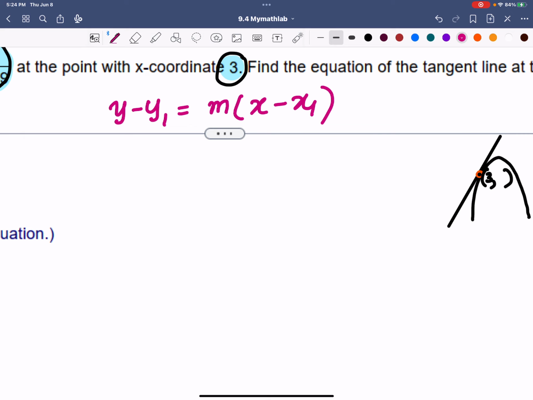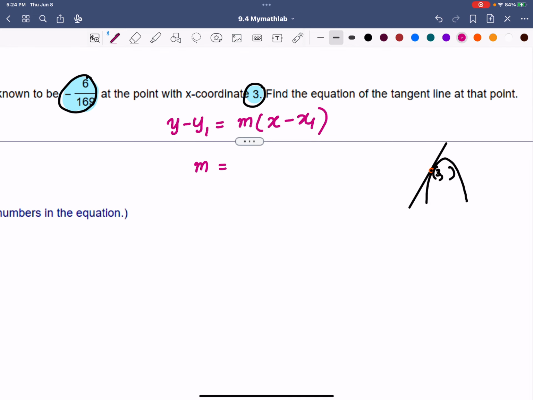Now wait a minute, do I have my slope? Yes, they give me the slope. They said the slope is, what did they say? Yeah, -6 over 169. And to find the equation of this line, what all do you need? You need your y1, you need your x1. But wait a minute, did they give you y1? They said, hey, the x coordinate is 3. But you have to find your y1, and how do you do that? Remember, we know that this little point is the same point that lies on the line and also lies on the curve.